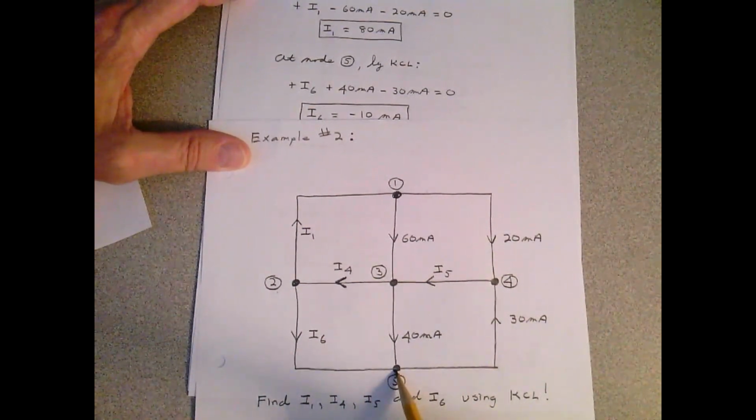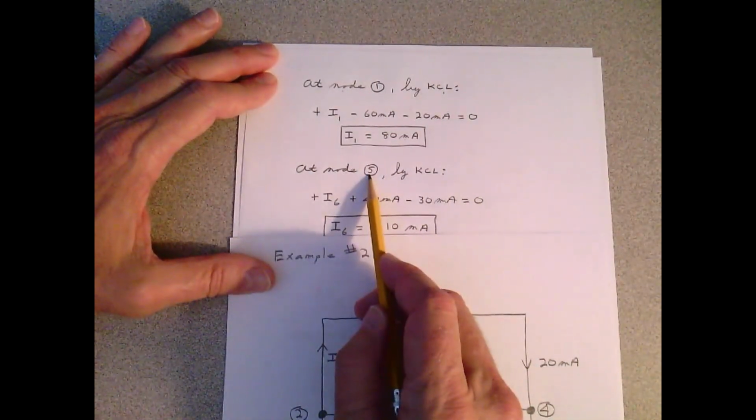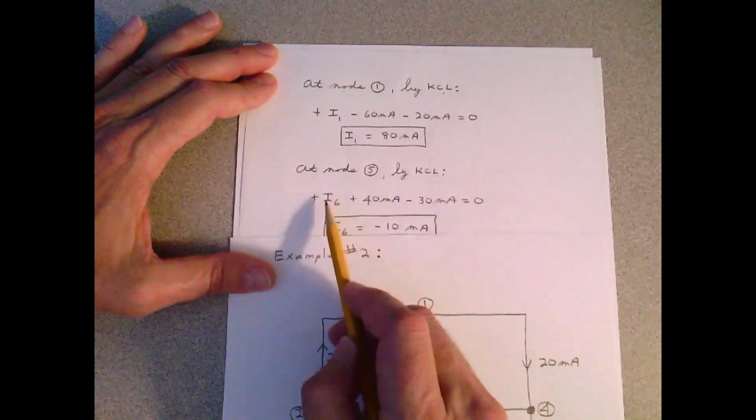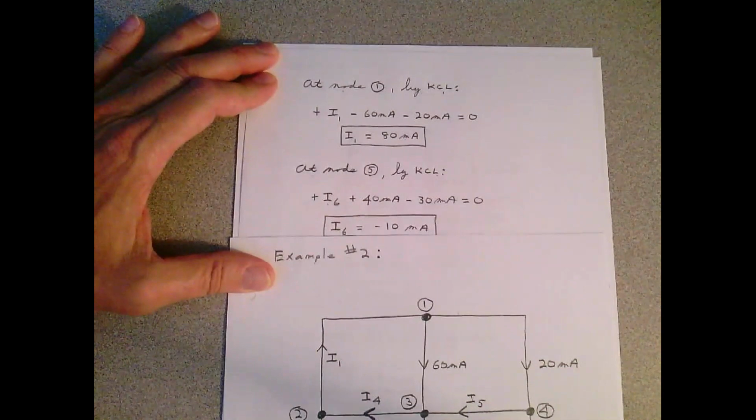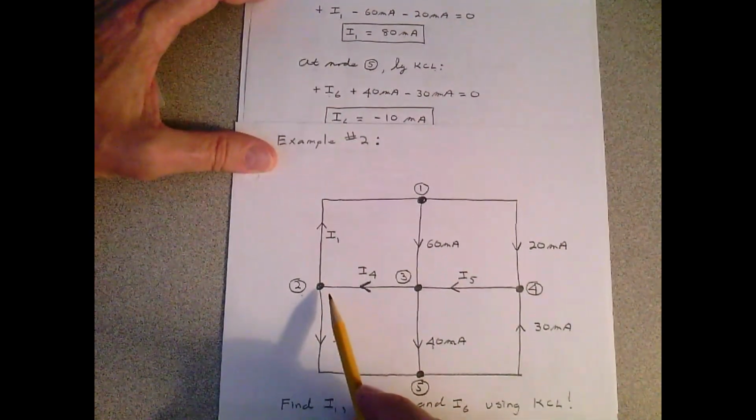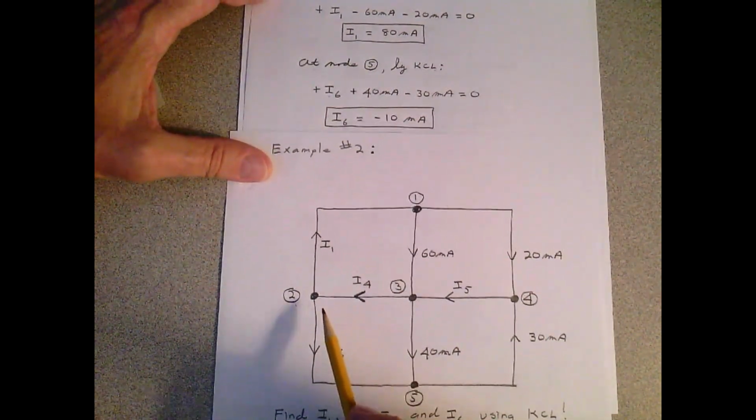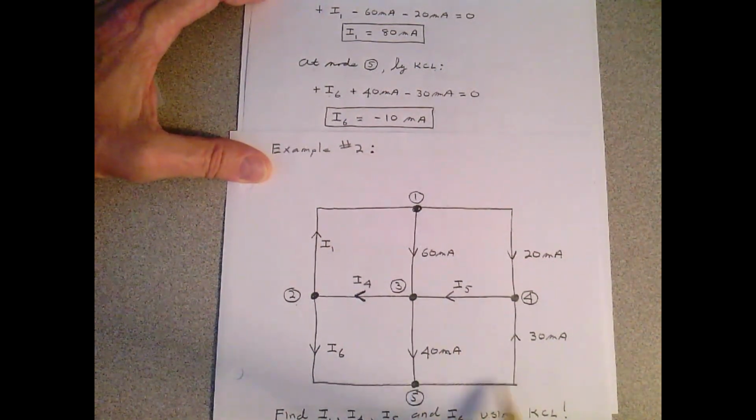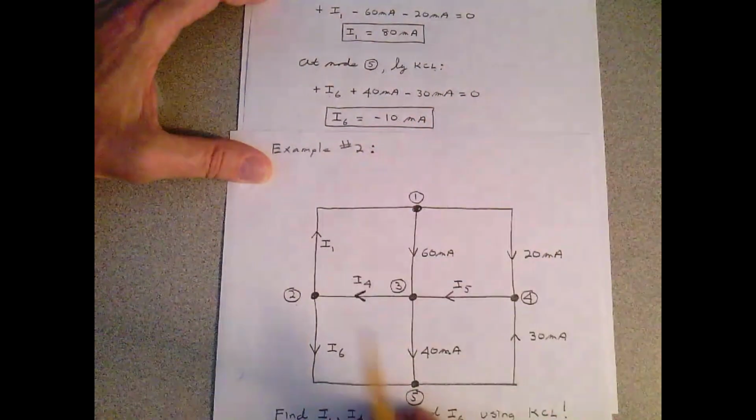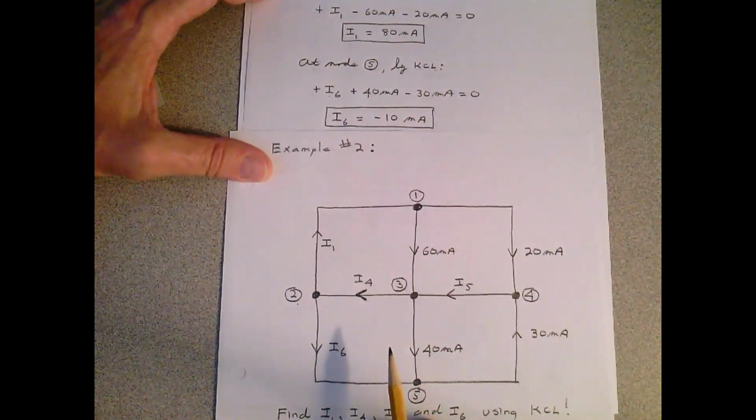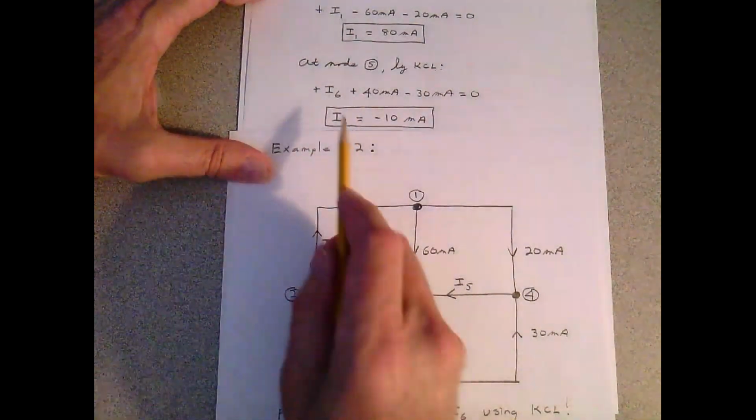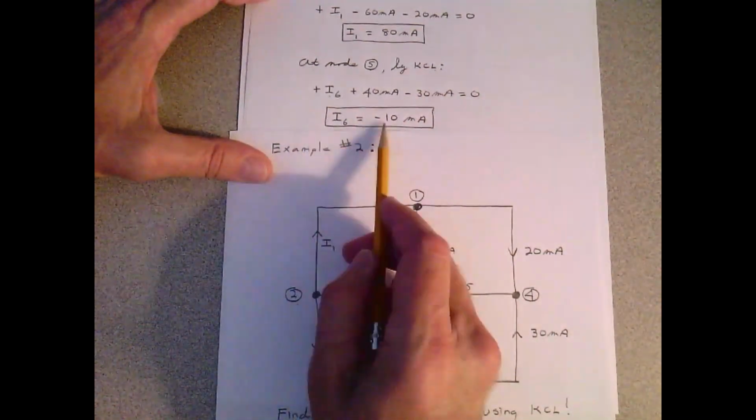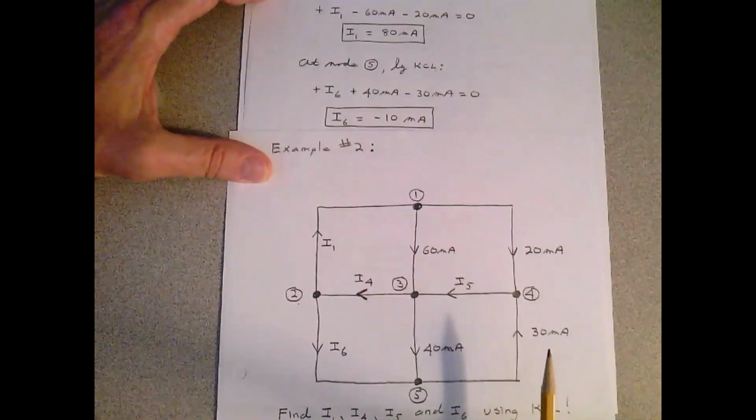So, at node 5, by Kirchhoff's current law, I get a plus I6. I6 is coming in. A plus I6, a plus 40 milliamps, and a minus 30 milliamps equals 0. You have to take your time and do this very carefully. You solve this equation for I6, you get minus 10 milliamps.